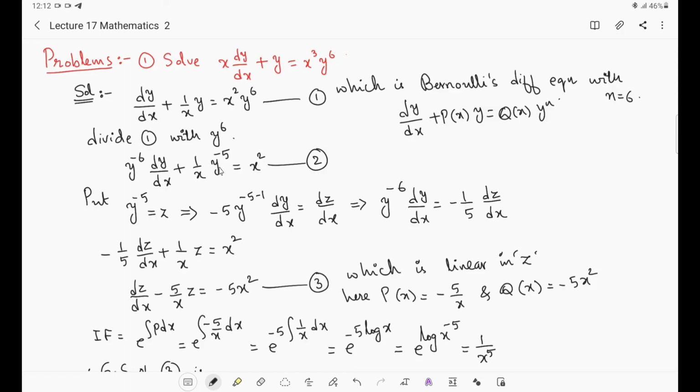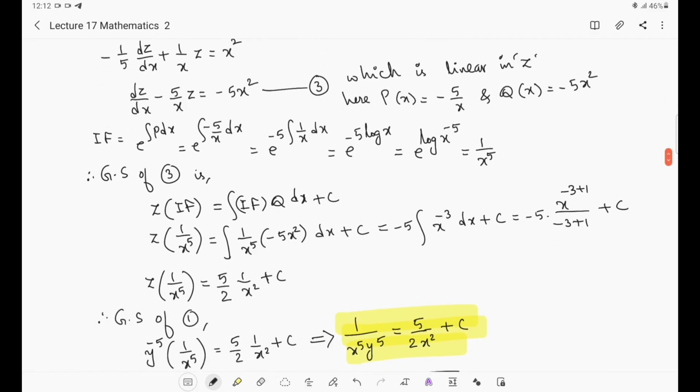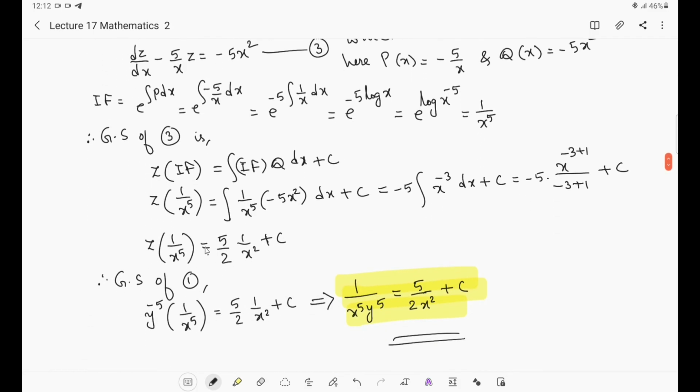Now we have to take this as a substitution. To make this linear, we take y power minus 5 equals z. Then we differentiate this and finally we get a linear differential equation in z, where p is minus 5 by x and q is minus 5 x square, right? Find the integrating factor, we got it to be 1 by x power 5. Then the general solution for equation 3 will be z into integrating factor equals integration of integrating factor into q dx plus c. Substitute the integrating factor here, simplify, and we will get the solution of equation 3.